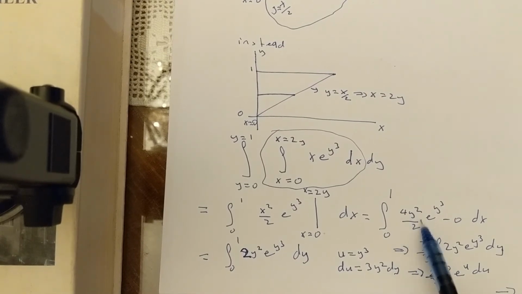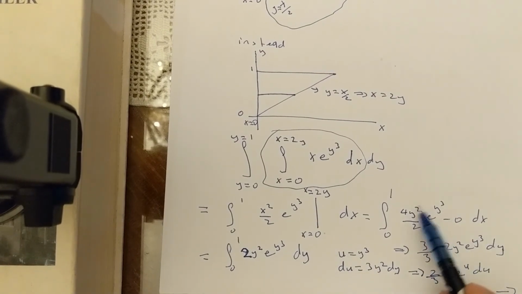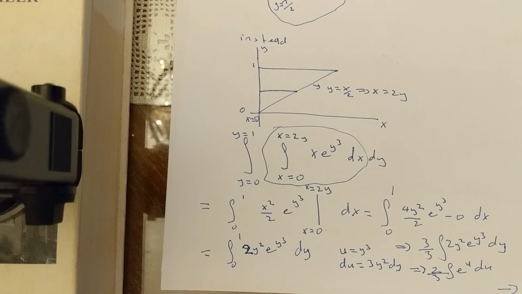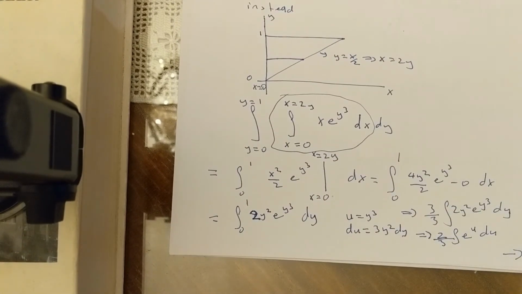So I'm going to plug in 2y wherever I see an x. We plug it in. We're going to get 4y squared over 2 e to the y cubed. And when I plug in 0 minus, I just get a 0. So now all I'm trying to do, once you simplify the 4 and 2, it goes down to 2y squared e to the y cubed dy. Now you might think, this is just as bad. This is horrible. Actually, it's not.